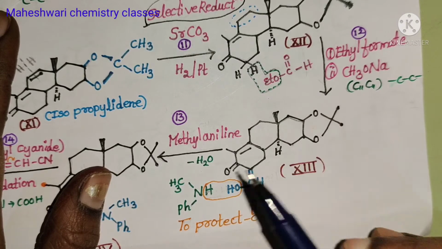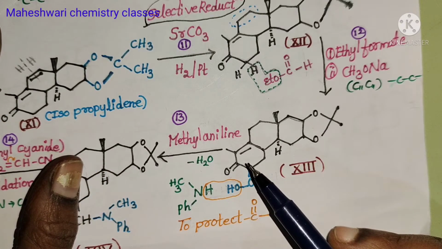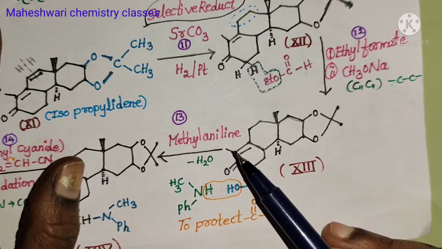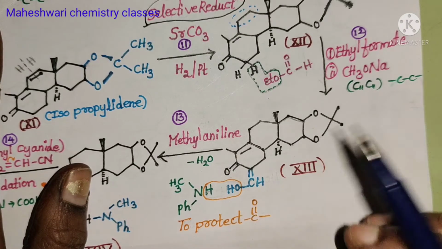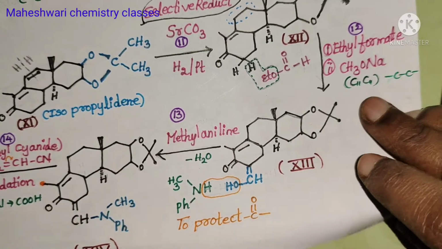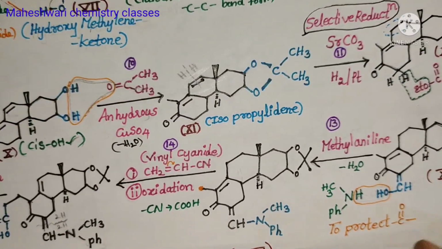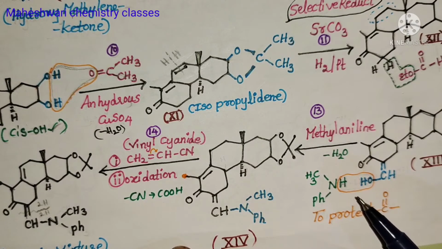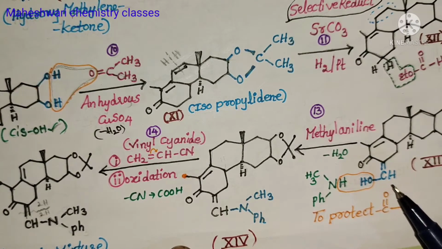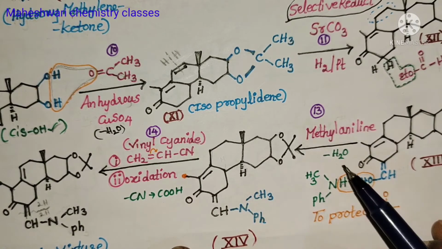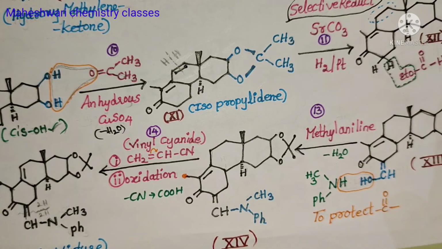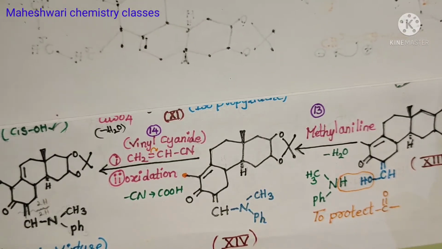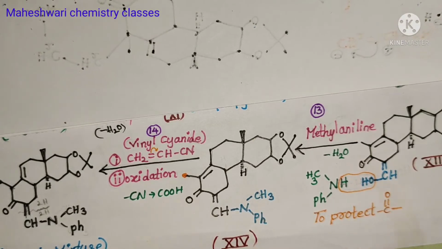It reacts with methyl aniline. This methyl aniline addition is only for the sake of protecting this carbonyl group. So later it forms this 14th compound. Here the NH containing hydrogen and this CHOH containing OH, both are eliminated as water, and form a CH bond to N CH3 Ph. So next, this is our 14th compound.